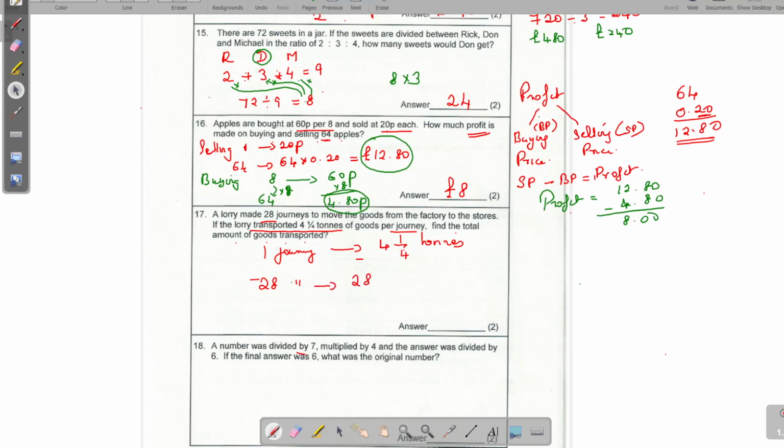So 28 times 4.25. So best way to do it is you can make it improper fraction. 4 times 4 is 16 plus 1 is 17. So 28 times 17 over 4. 4 will go in here 7 times. So 7 times 17 will be 17 multiplied by 7, 119. 119 tons.